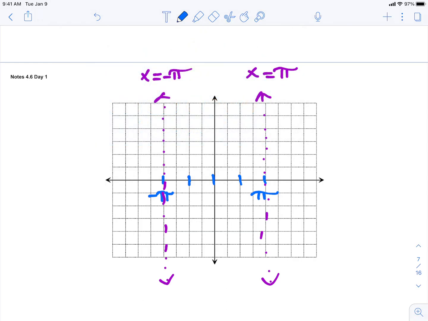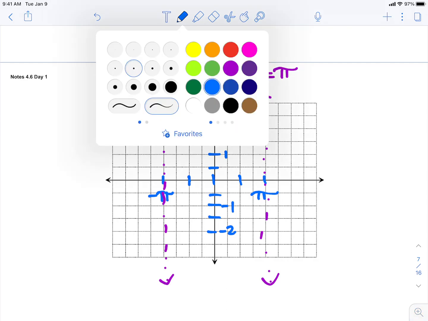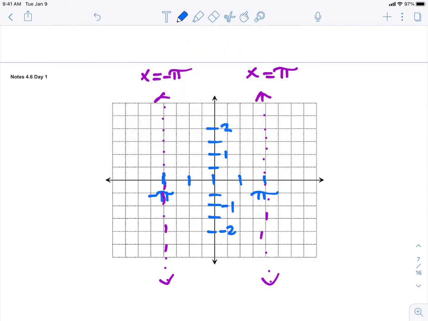Now we did have a stretch vertically by 2. So I'm going to go up 2 and down 2. Between the asymptotes, you want to separate it into 4 increments. So the halfway point would be at 0. Halfway point between 0 and negative pi, using your midpoint formula, you get negative pi over 2. And then halfway between 0 and pi would be pi over 2. So there are your 4 increments.